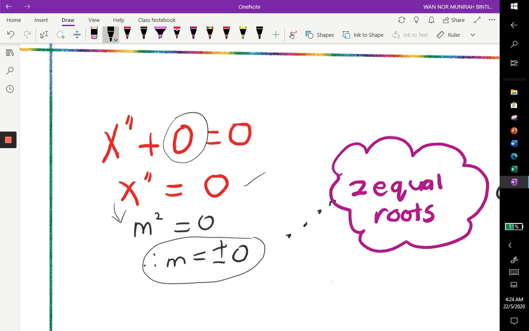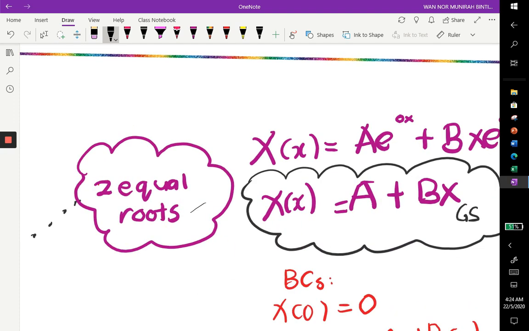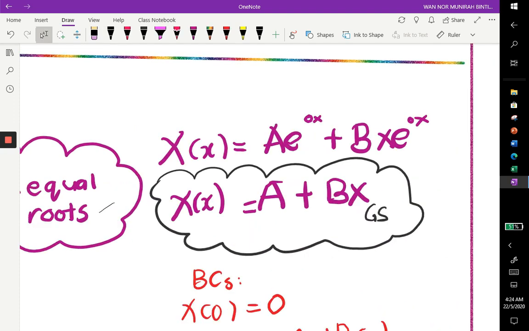When we have two equal roots, try to recall the solution of Y from chapter 2: Y equals A e^(mx) plus B x e^(mx). So here we have capital X equals A e^(mx) plus B x e^(mx). Your M just now is 0, so we can conclude that we have A plus Bx.